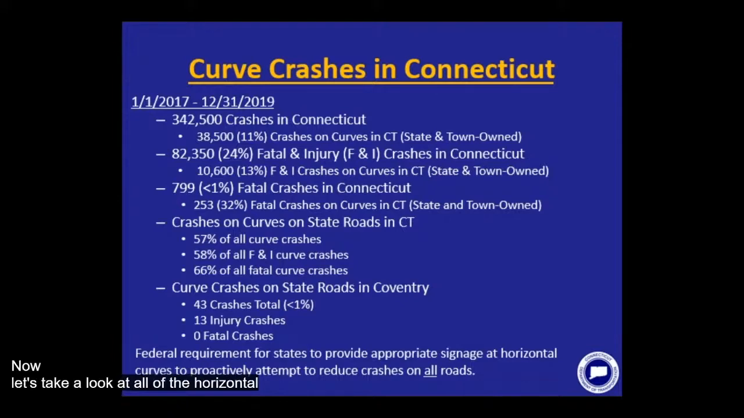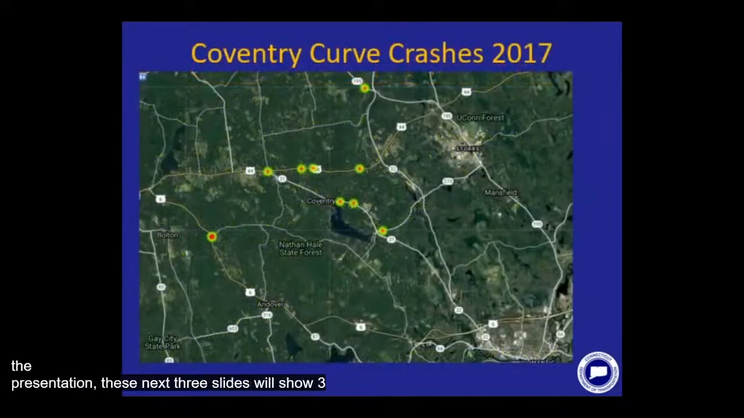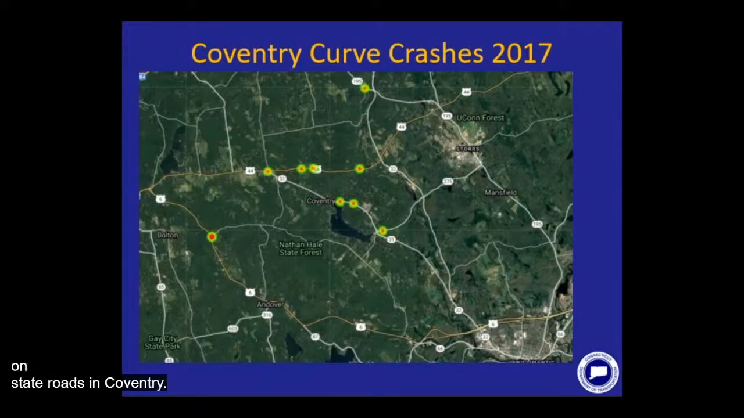Now, let's take a look at all of the horizontal curve crashes on state roads in Coventry from 2017 to 2019. Thankfully, there's not that many. Only 43 crashes occurred. Now, for those of you who can see the presentation, these next 3 slides will show 3 snapshots of a year's worth of crashes at curves on state roads in Coventry.